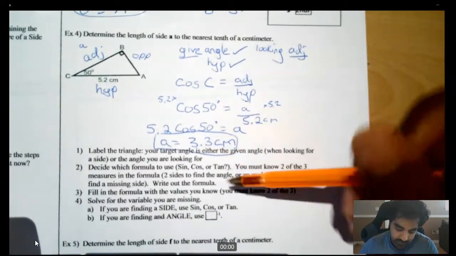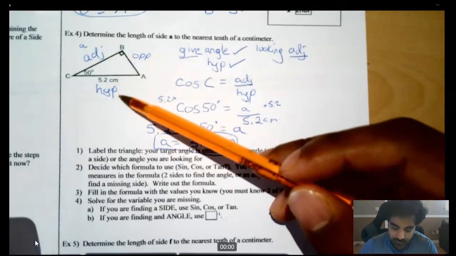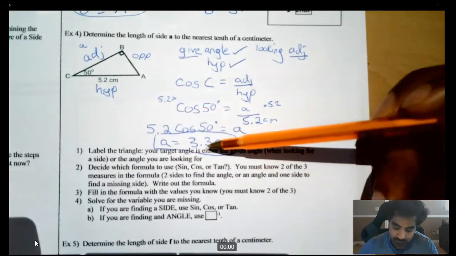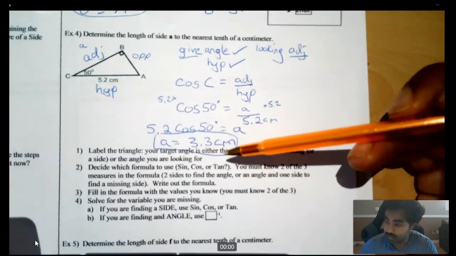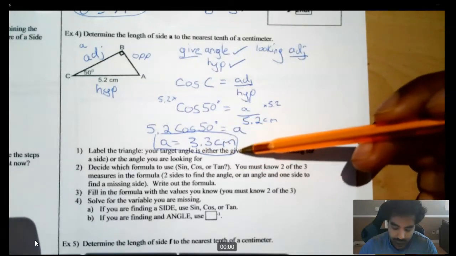The last thing you could do here is think about whether this makes sense. 3.3 centimeters is smaller than 5.2. Remember, the hypotenuse always has to be the biggest side. So in that way, it makes sense. It gives you a little clue. If for some reason you got like 7 for the adjacent side, you know you did something wrong because the adjacent can't be bigger than the hypotenuse.